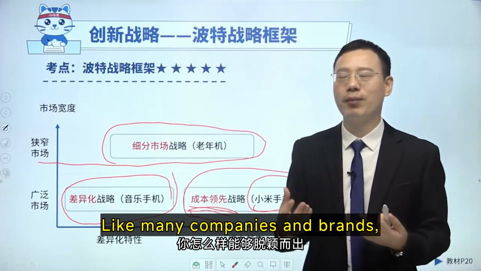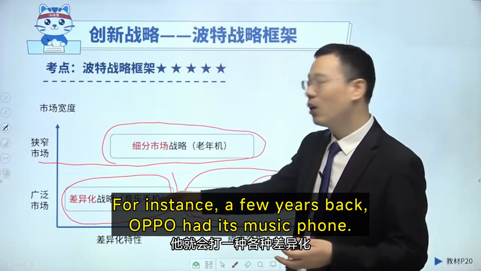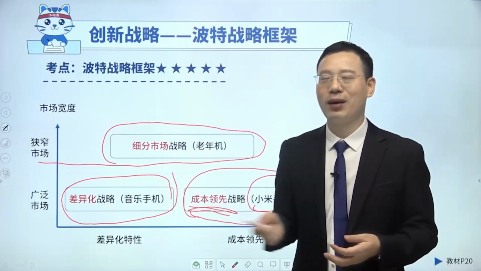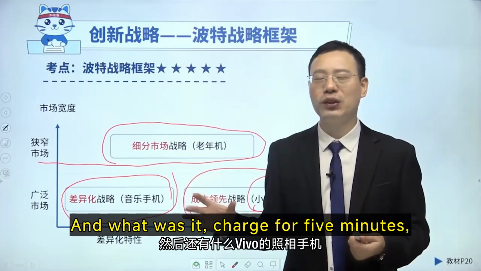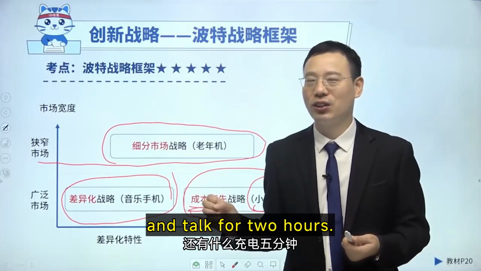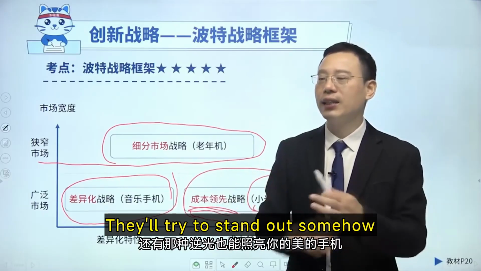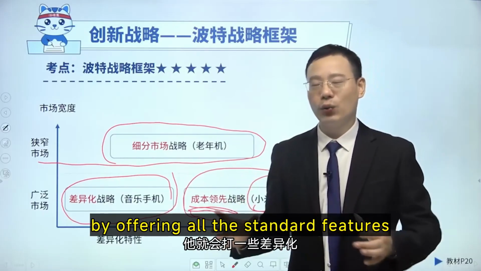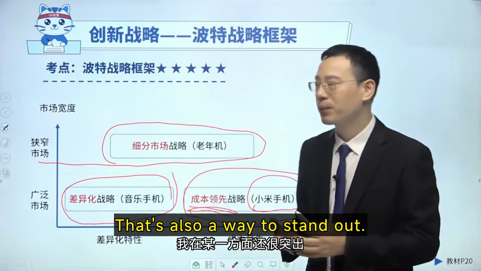Like many companies and brands, they try to differentiate themselves. For instance, a few years back, Oppo had its music phone. Then there was Vivo's camera phone. And what was it? Charge for 5 minutes and talk for 2 hours. And the one that brightens your beauty, even against the light. They'll try to stand out somehow by offering all the standard features plus something extra special. That's also a way to stand out.